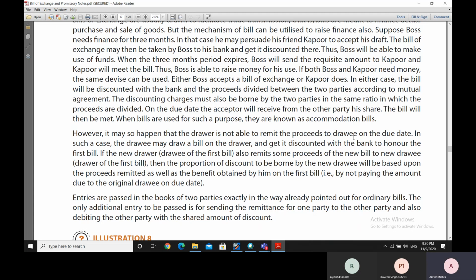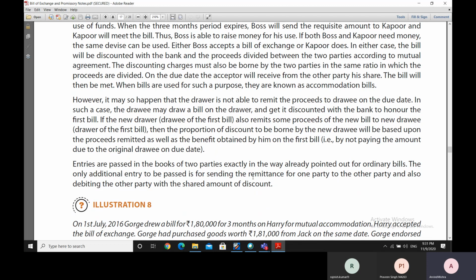and based on the profits or advantages that both the drawer and the drawee have received, they will divide the discount which is to be paid to the bank, because there are two bills which have been discounted here. So the proportion of the discount will be taken on the basis of the advantages gained or the benefit obtained by the two entities.